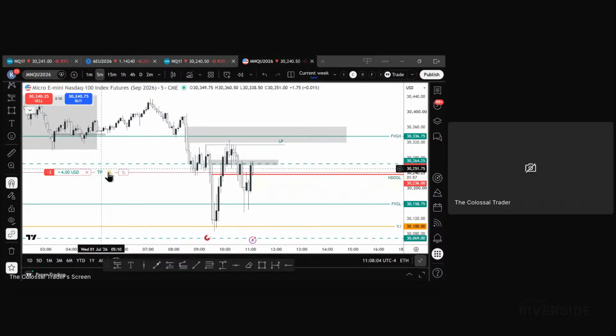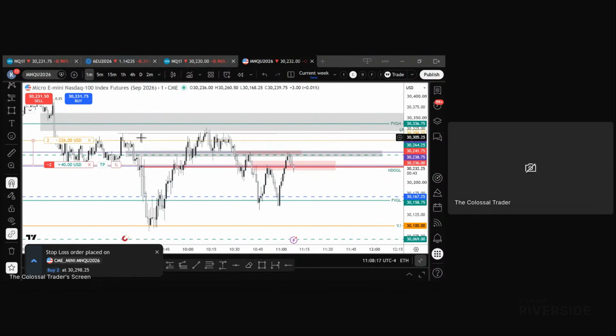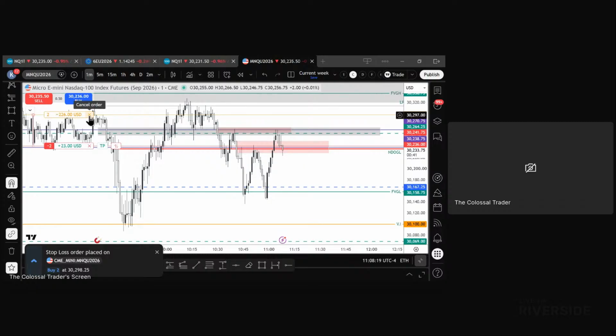And then we're gonna put our stop loss. Put our stop loss now, and try here for a second. I'm gonna do a 1 minute chart real quick. 1 minute chart. Yeah, that's a cool stop loss.